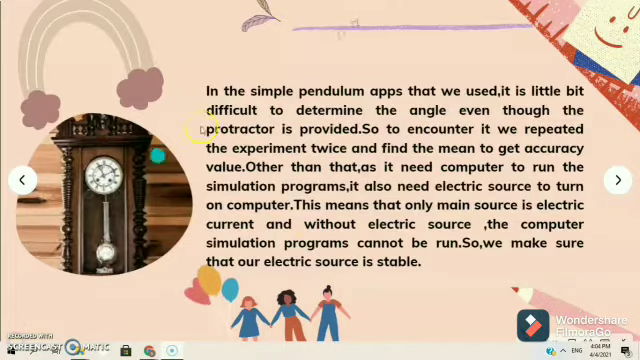In the simple pendulum app that we use, it is a little bit difficult to determine the angle even though the protractor is provided. So to overcome it, we repeated the experiment twice and found the mean to get an accurate value. Other than that, as it needs a computer to run the simulation program, it also needs electric supply to turn on the computer. Without electric supply, the computer simulation program cannot be run. So we make sure that our electric supply is stable.